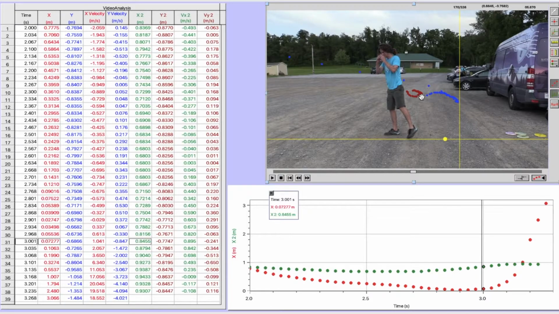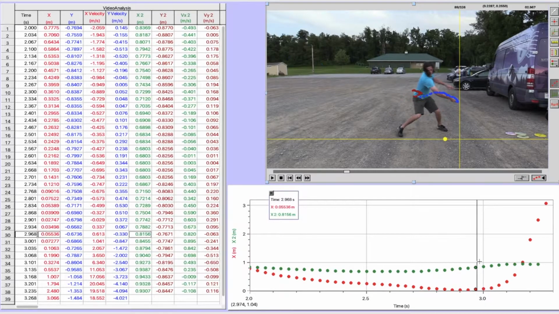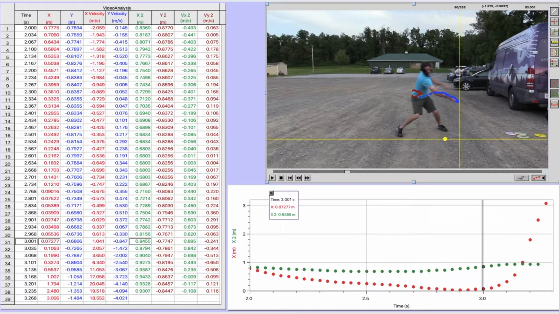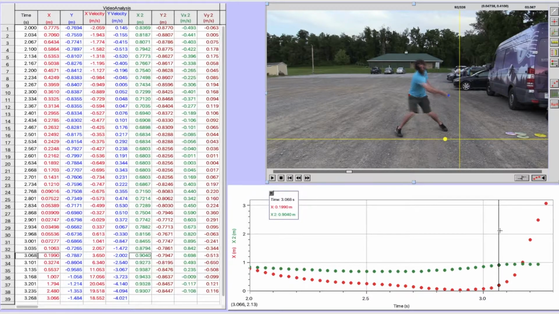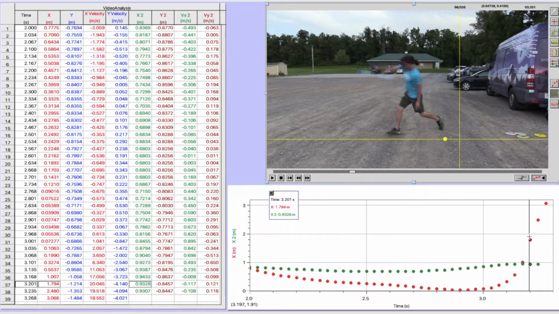Here the blue dots are outlining the path of the disc, while the red dots are outlining the thrower's right hip. We can see the greatest difference between this point at about here, where the thrower has pulled back the disc to about a distance of 0.79 meters or 79 centimeters. The thrower then applies a force throughout this throwing motion, pulling the disc forward until it reaches its release point and exits with a velocity of about 20 meters per second.